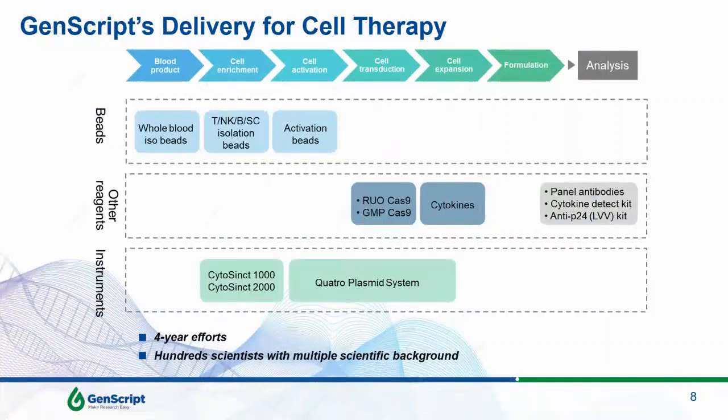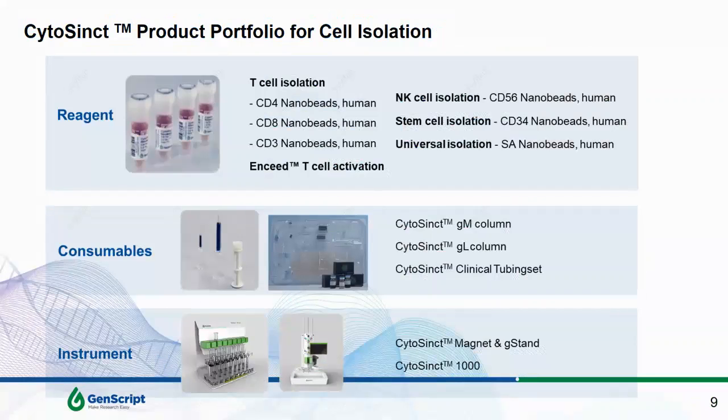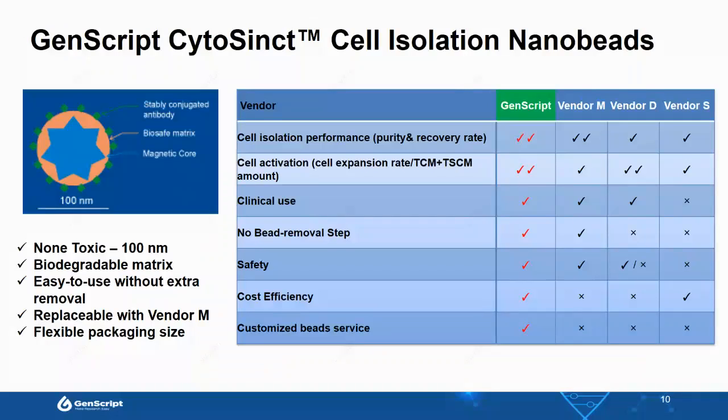Before then, please allow me to introduce the support from GenScript for the cell therapy process. We first focused on magnetic beads technology, then expanded into cell isolation beads, T-cell activation reagent, cell isolation instrument, and other products. Our goal is to help cell therapy companies lower their manufacturing costs and increase their profit space. Regarding cell isolation, we can provide a one-stop solution from the isolation reagent, columns, tubing set, and automatic instruments.